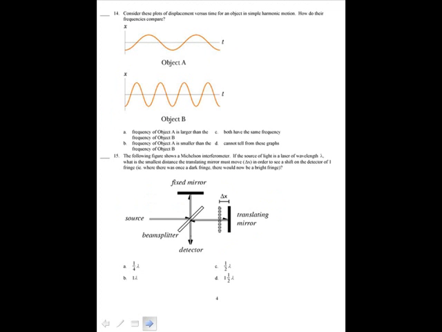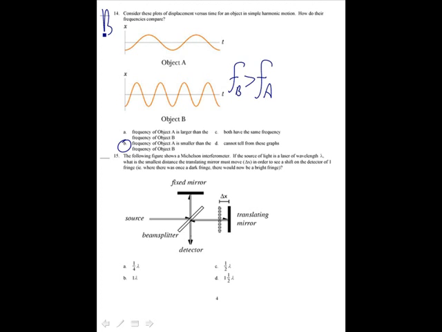Consider these plots of displacement. How do their frequencies compare? Okay, well, this frequency is bigger, so the frequency of B is bigger than the frequency of A. Oh, let's see, it's written the opposite way. So the frequency of object A is smaller than the frequency of object B. So number 14 is B.